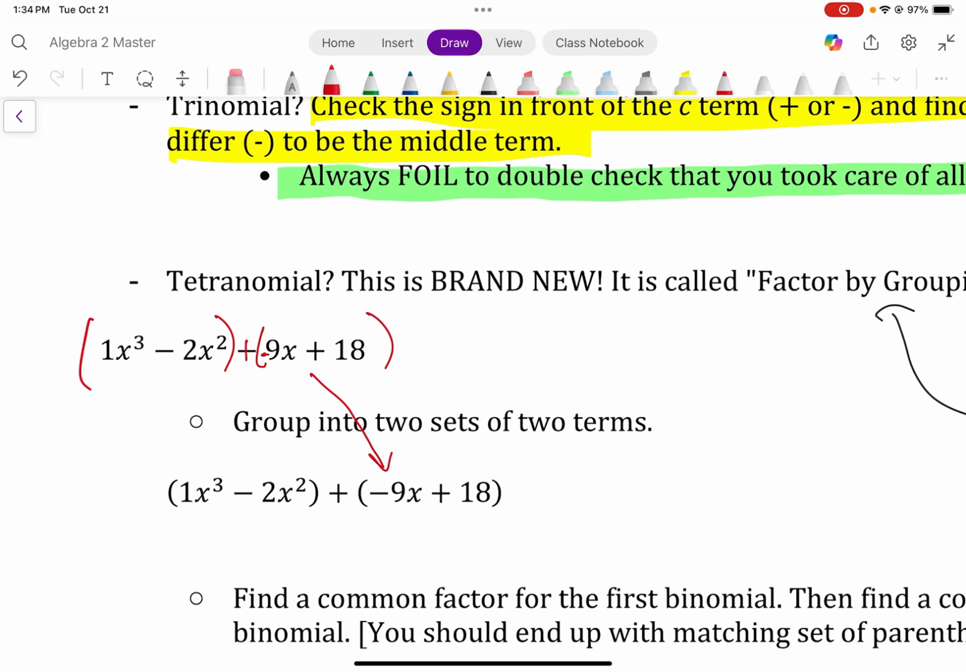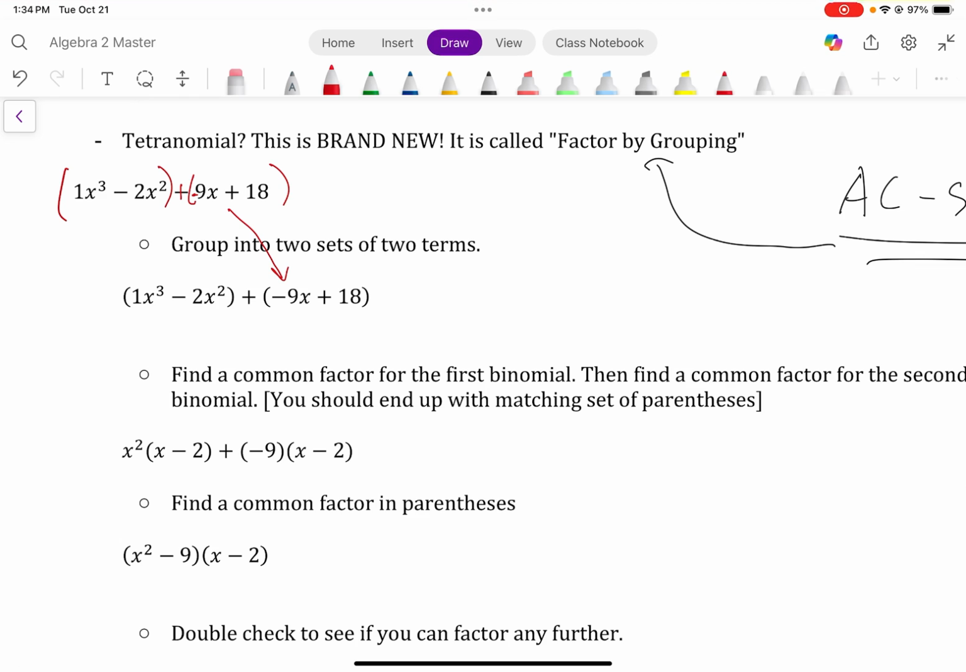It makes life easier. Then what you do is you find a greatest common factor for each of the binomials. So in this first one, the only thing those two have in common is an x squared. X squared times x gives me the x cubed. X squared times minus 2 gives me 2x squared. Okay. In this one, my GCF is a 9. But I'm going to factor out a negative 9. Because what we want, like it says here, we want matching sets of parentheses. Okay, if I had factored out a positive 9, I would have ended up with an x plus 2 for that second piece. Then that wouldn't match and we wouldn't get to do what we're about to do. So that's why I factored out a negative 9.